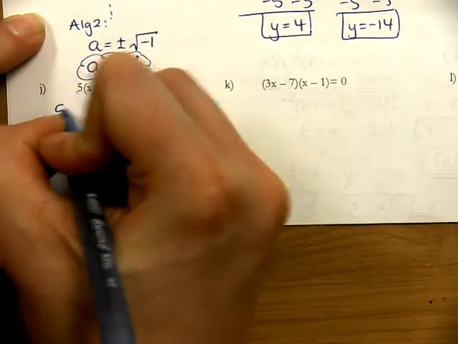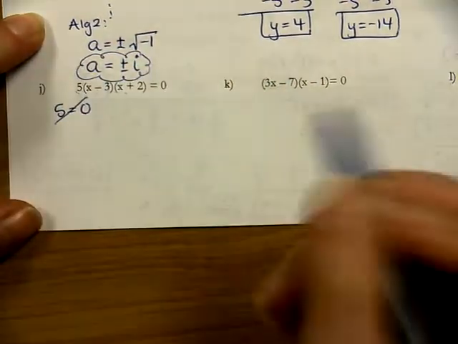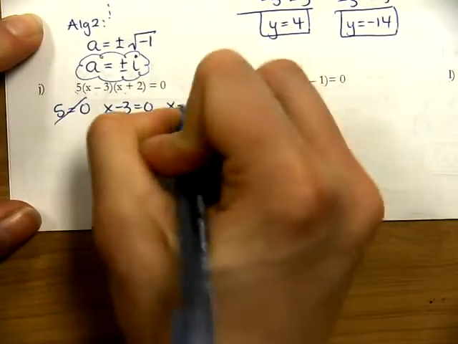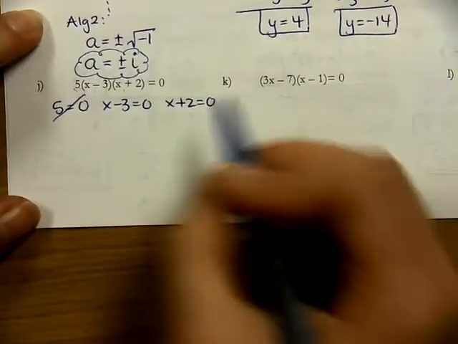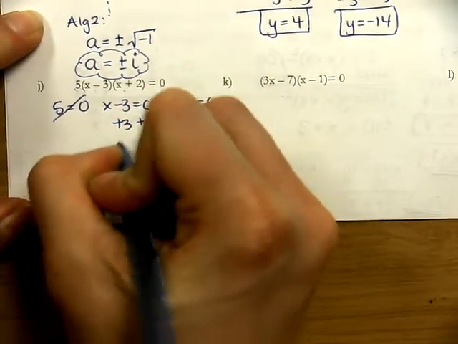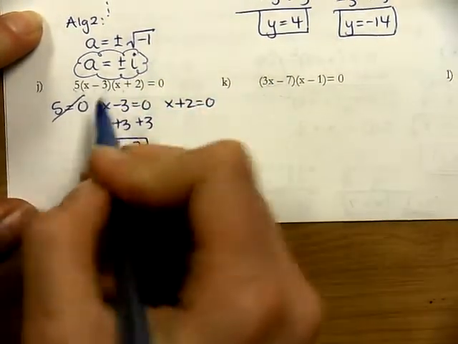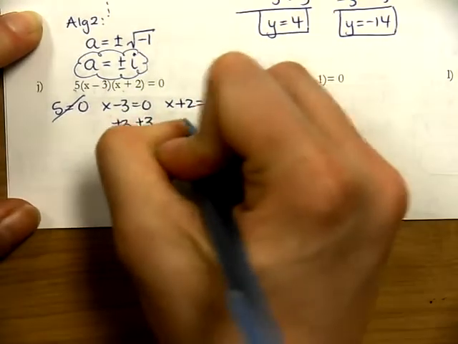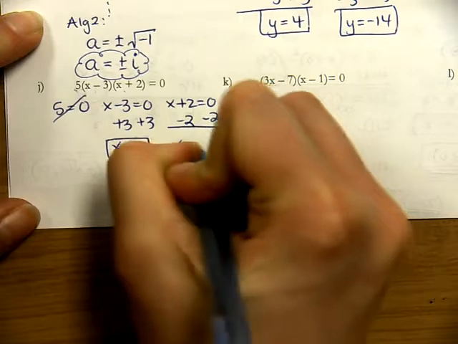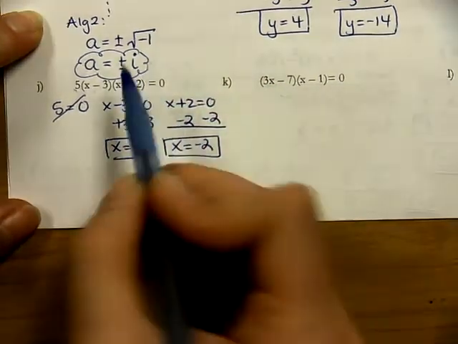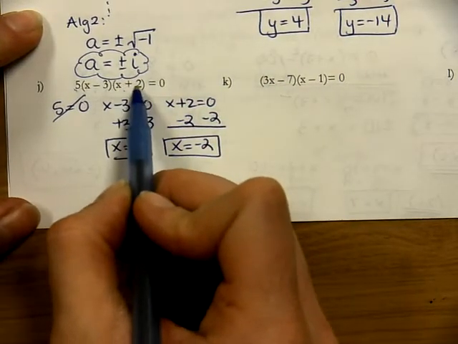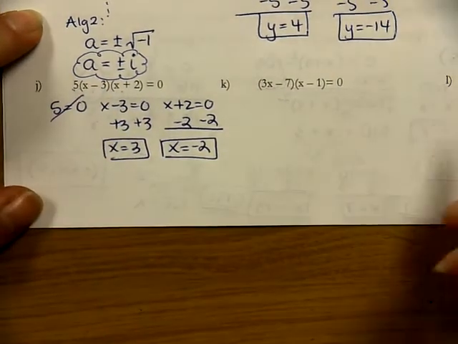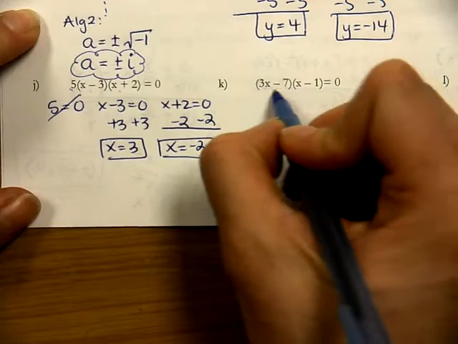Well, I can look at that 5. If I try and set 5 equals 0, heck no, that's not going to happen. But x minus 3 could be 0. x plus 2 could be 0. And we could get that if I add 3. If x is 3, then that would be 0. And 5 times 0 times anything will be 0. And if I solve here, I get x equals negative 2. And if I substitute negative 2 in, negative 2 plus 2 is 0. 0 times anything is 0. So we have two possibilities.